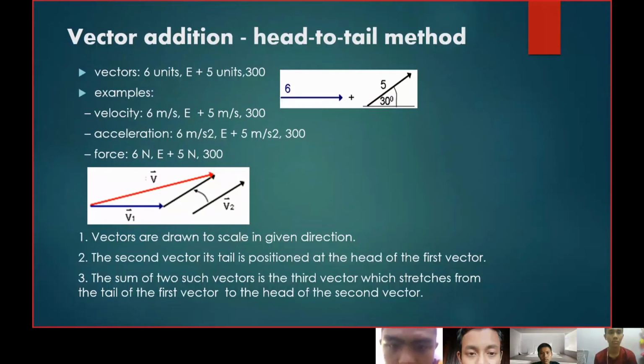For the vector addition head-to-tail method, we will know that vectors are drawn to scale in a given direction. The second vector's tail is positioned at the head of the first vector. The sum of two such vectors is the third vector, which stretches from the tail of the first vector to the head of the second vector.